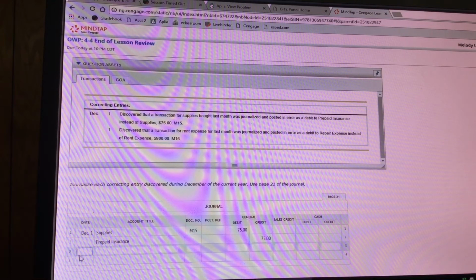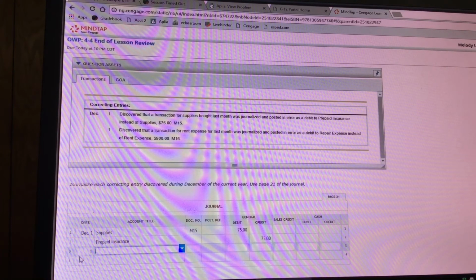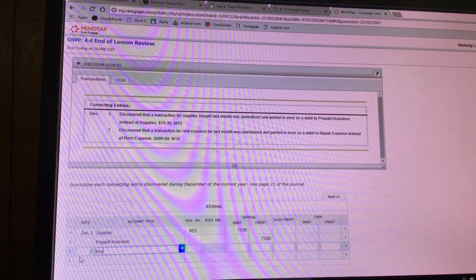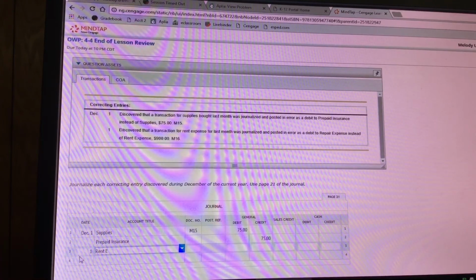Now I have corrected the error of the $75 originally being put on the prepaid insurance rather than correctly being put on the supplies. Another discovery was made that a transaction for rent expense for last month was journalized and posted in error when it should have been a repair expense instead, and this was for $900. So I still have the same date. I'm going to put the 1st. And this time my 2 accounts are rent expense and repair expense. And it makes sense that this was made in error because they both start with R. And sometimes we just type too fast.